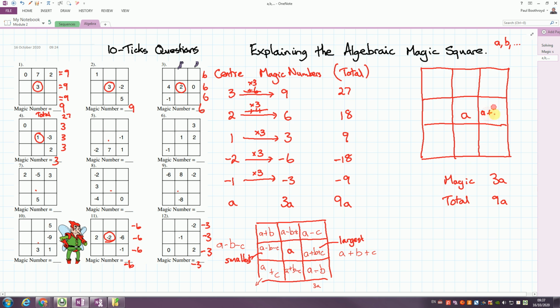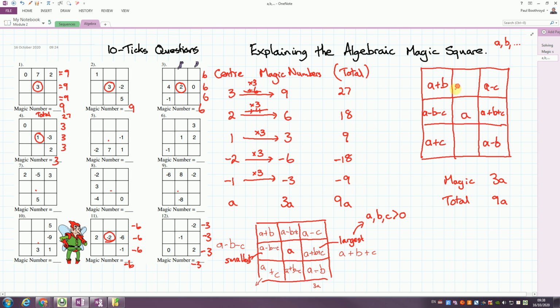So the top largest number is a plus b plus c, a minus b minus c is the smallest. This argument works when a, b and c are all greater than 0. It must be 0 or higher because of this largest and smallest relationship. As soon as you get negative numbers, that smallest bit doesn't work properly. It doesn't matter because the pattern still actually works. So I'm now going to fill in all of my remaining algebraic parts.